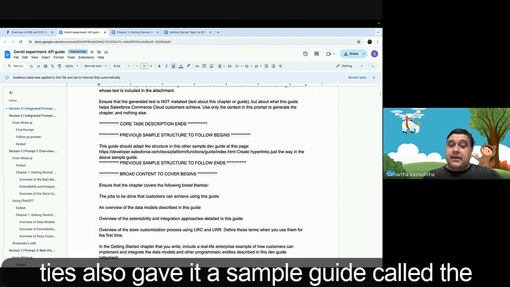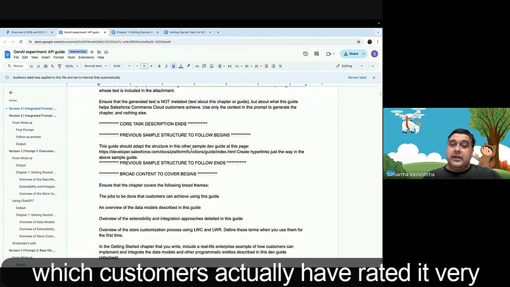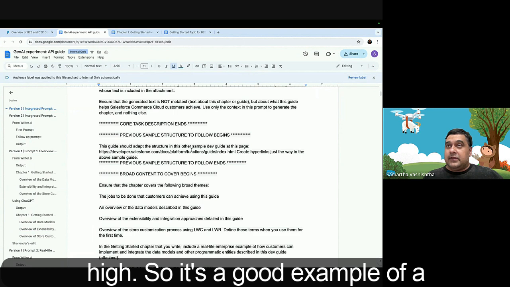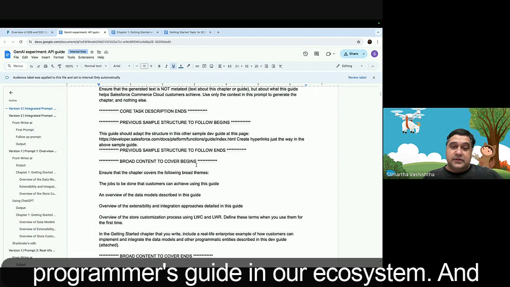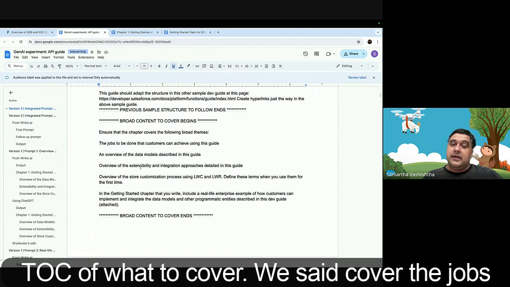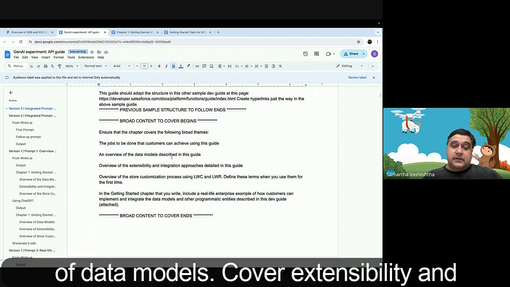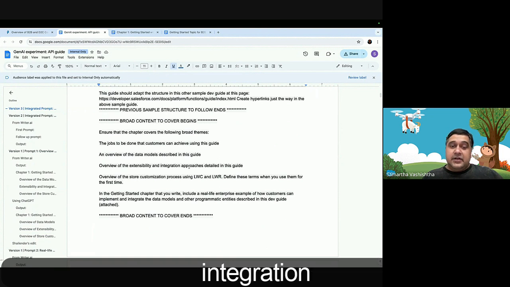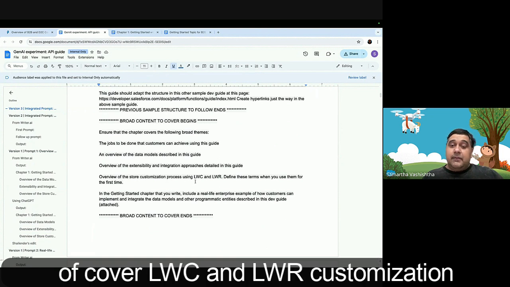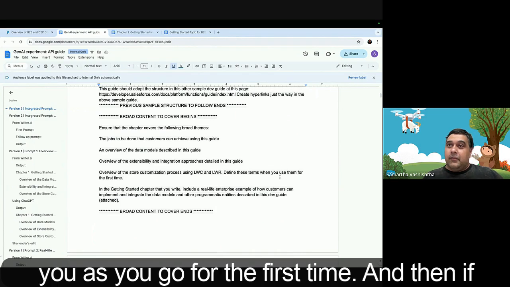Then we also gave it a sample guide, a guide called the Functions Guide in the Salesforce ecosystem, which customers actually have rated very highly. So it's a good example of a programmer's guide in our ecosystem. And then we gave it a broad little TOC of what to cover. We said, cover the jobs to be done for customers, cover the overview of data models, cover extensibility and integration approaches, cover LWC and LWR customization processes, and also define these terms as you go for the first time.